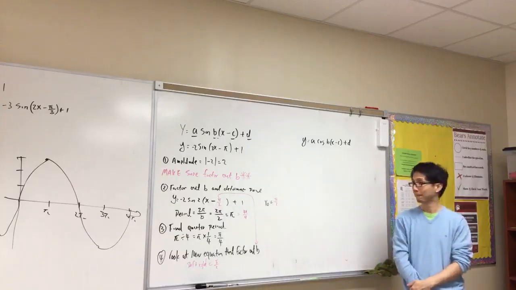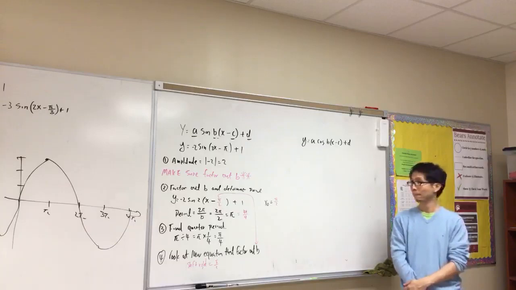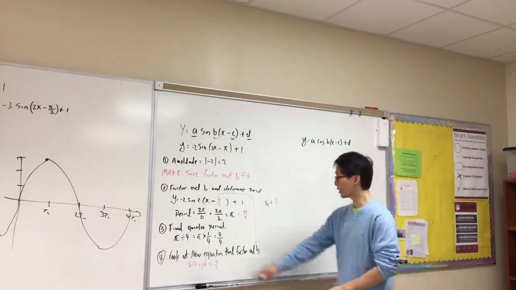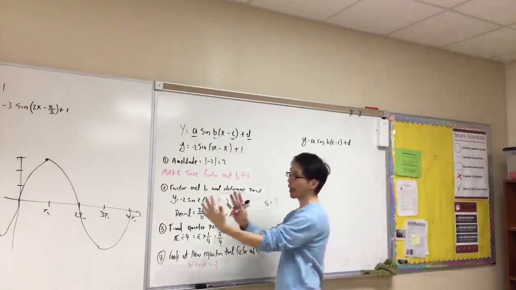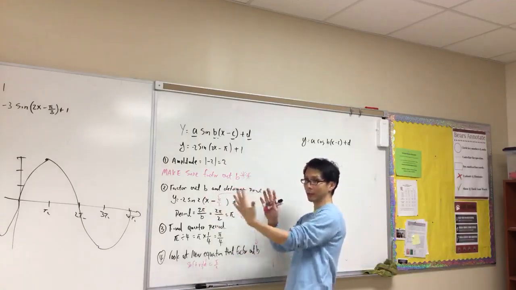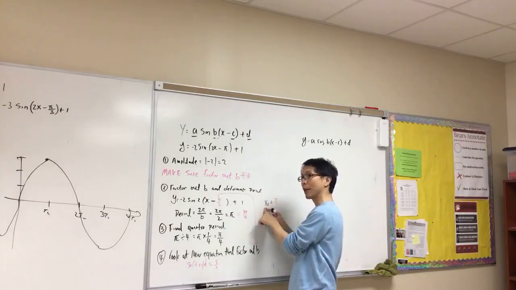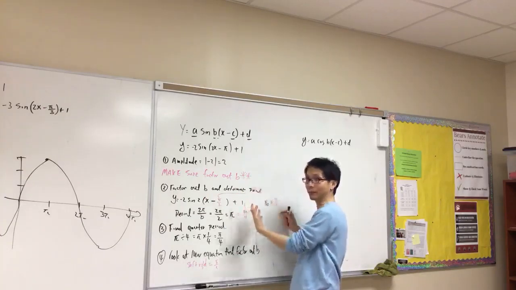Why is it starting at pi over 2? Because I'm shifting right pi over 2. The whole graph is shifting right, so the starting point is going to shift right. That means the first point I'm picking is that first point. Okay, what about the next one?